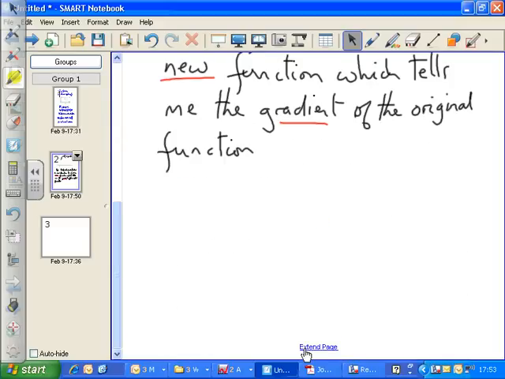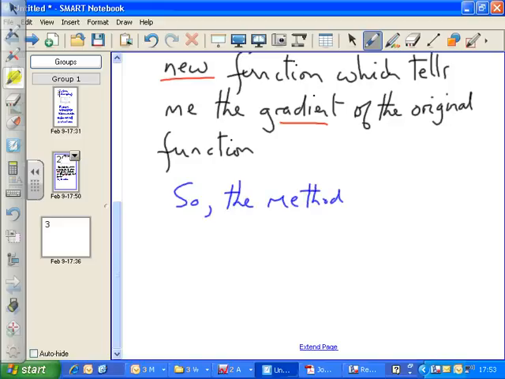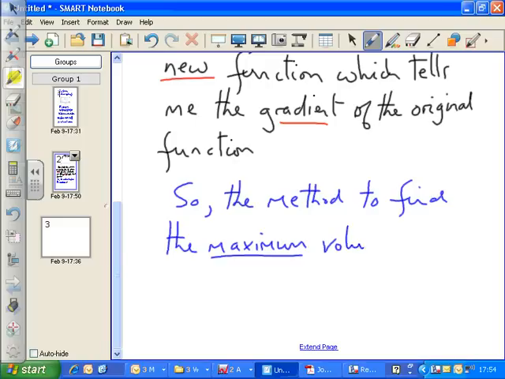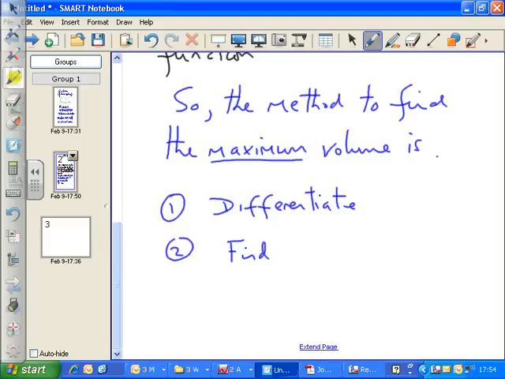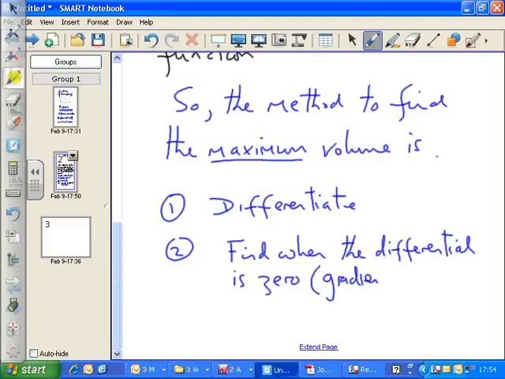So the method to find the maximum volume is: 1, differentiate, and 2, find when the differential is 0. In other words, the gradient is 0. And that's what we're going to do.